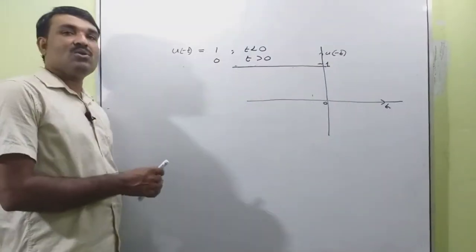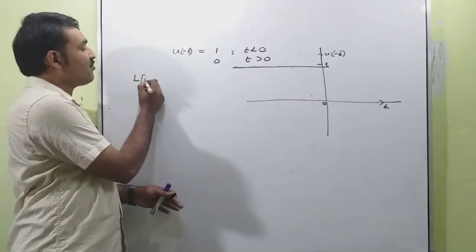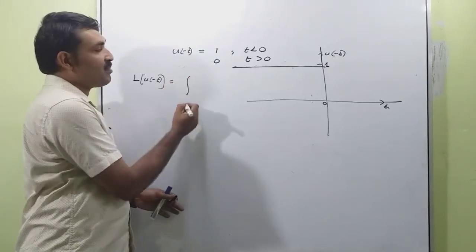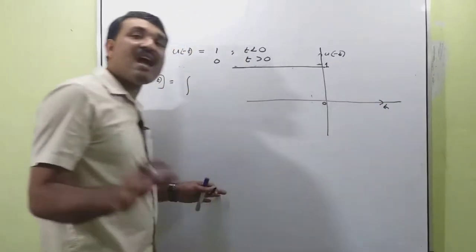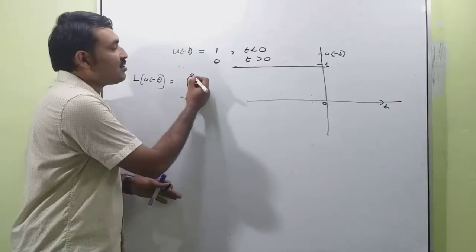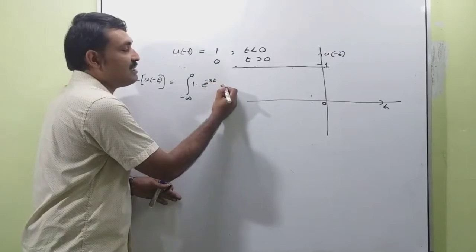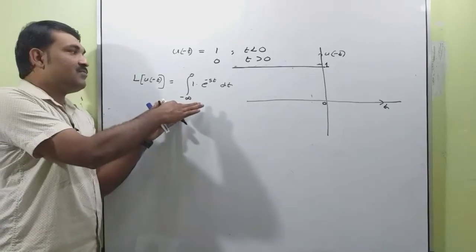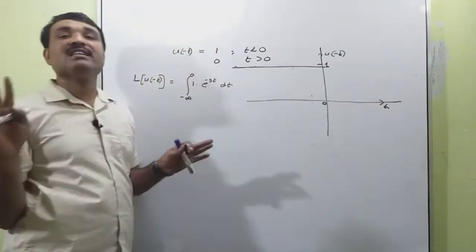Let us check. As per the fundamental definition, the Laplace transform of u of minus t is equal to the integral from minus infinity to 0. From 0 to infinity, the value of the signal is equal to 0. From minus infinity to 0, the value of the signal is 1, into e raised to minus st dt. So, this is the definition of the Laplace transform. From minus infinity to 0 the signal has value; from 0 to infinity, the value of the signal is equal to 0.